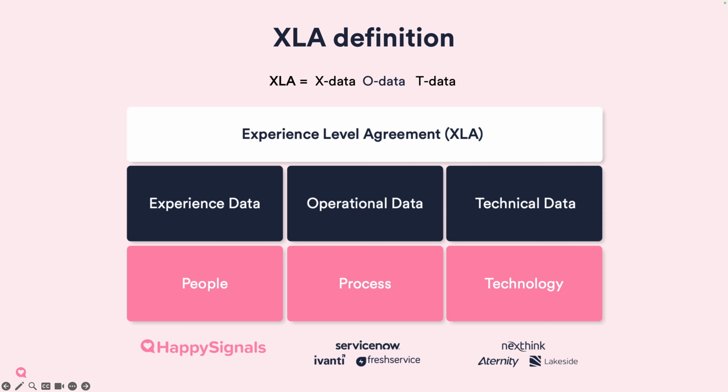And then there is the technical data, mainly provided by the DEX products of the world. So how IT works, are they up and running, times and so on. All these are related to the experience, but in our heads, and what we are mainly talking about at HappySignals, of course, we are focused on the people side, real feedback from real humans when you talk about this experience data. But overall, experience level agreements can consist of all of these 3.